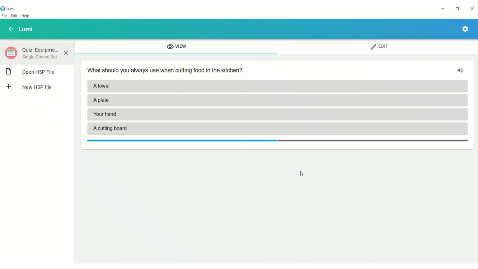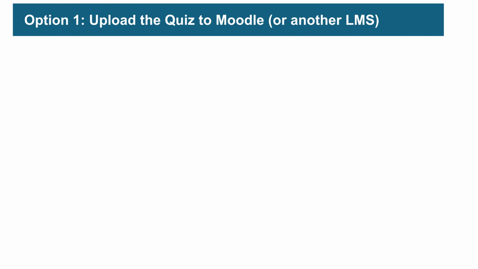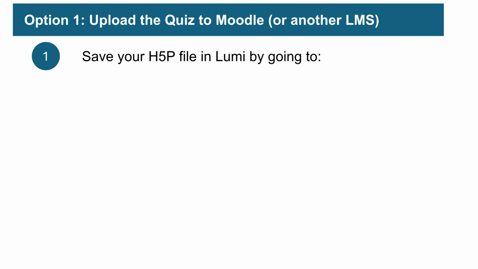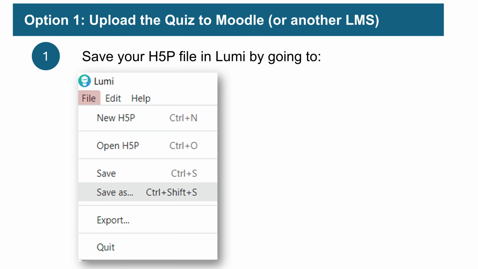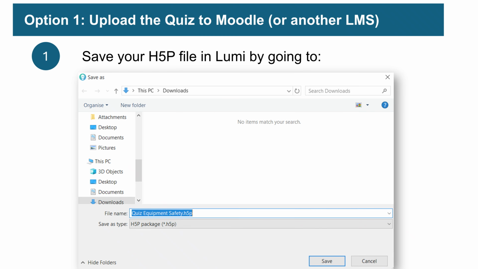Once you've created your quiz in Lumi, there are a few easy ways to share it with your students. Option 1. Upload the quiz to Moodle or another LMS. If your institution uses Moodle, here's what to do. Save your H5P file in Lumi by going to File, Save As. Choose Location. This creates a .h5p file.